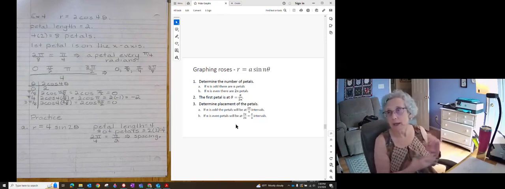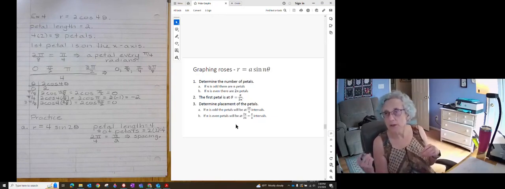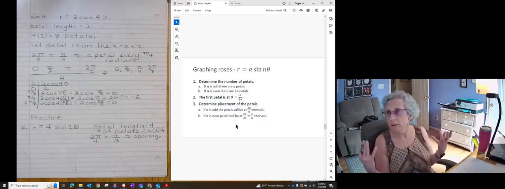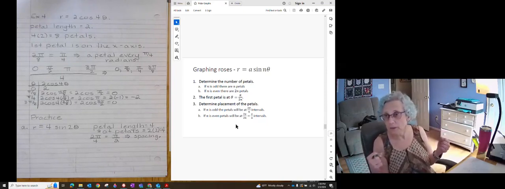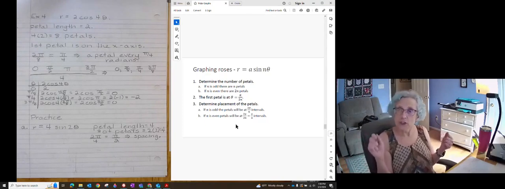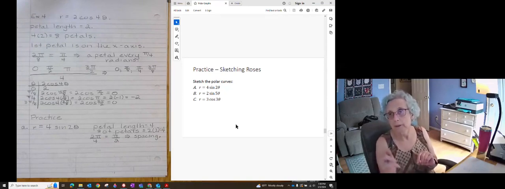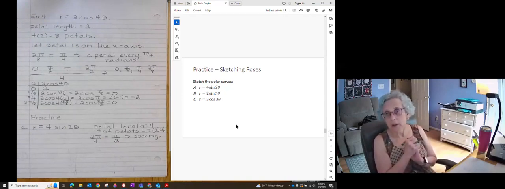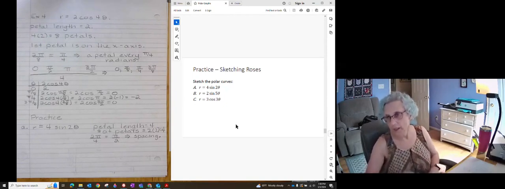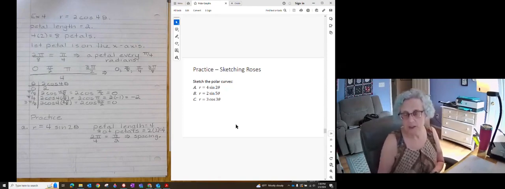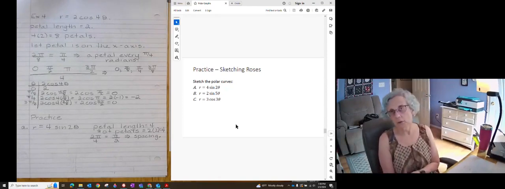Similarly, if we have sine n theta, it's the same thing for the number of petals, and I forgot to mention petal length is always a for either one of them. And the first petal, if your function has sine in it, is going to be at pi over 2n. And we'll see why when we start looking at this practice problem, because we're going to do this one together, and then I'll leave you to practice the two with an odd number of petals on your own, and we'll compare answers.